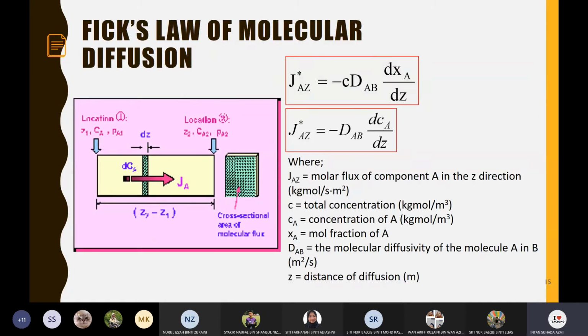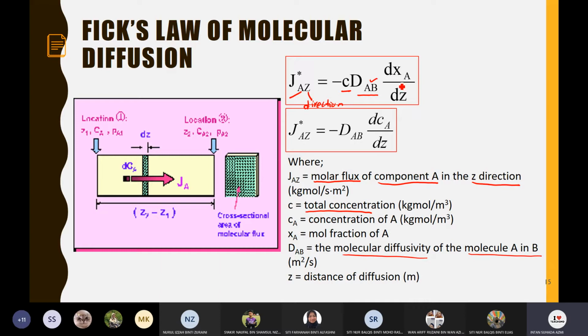Okay, what's Fick's law all about? This is the general equation where we denote J_AZ as the molar flux of component A in the Z direction. Hope you understand. What is C? C is the total concentration. What is D_AB? D_AB is the molecular diffusivity of molecule A in B. That's why AB here.